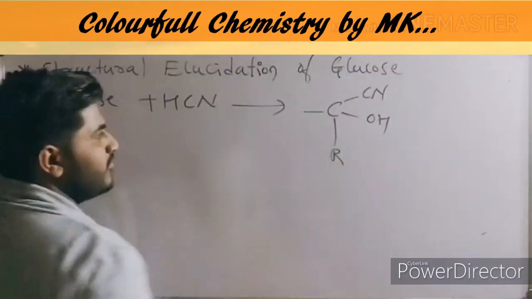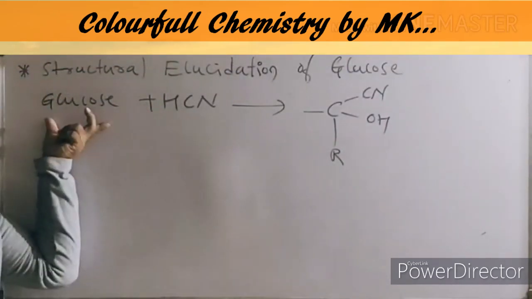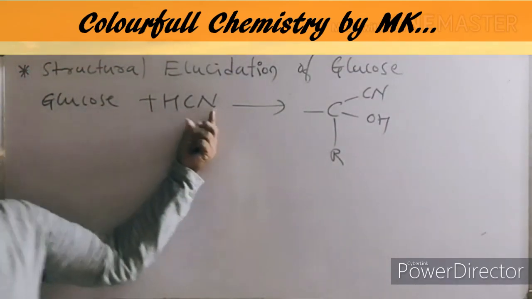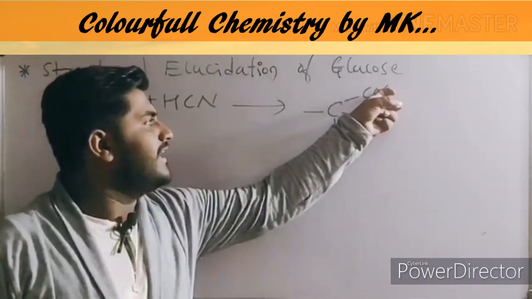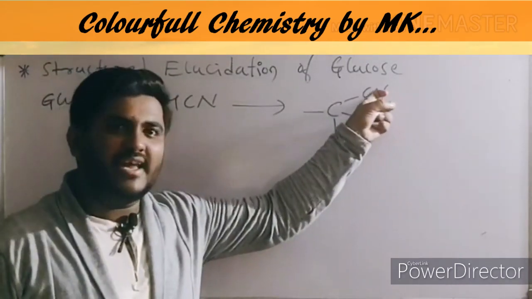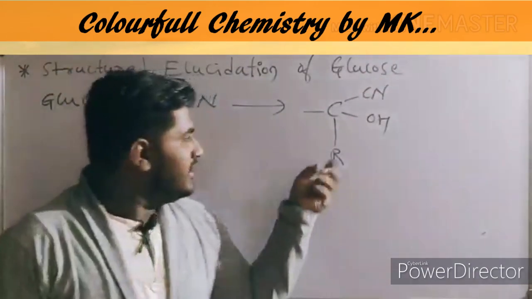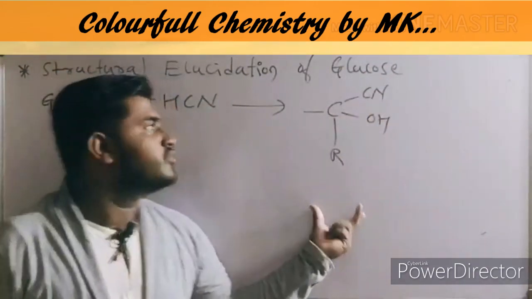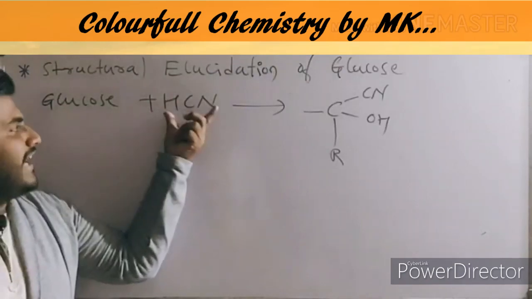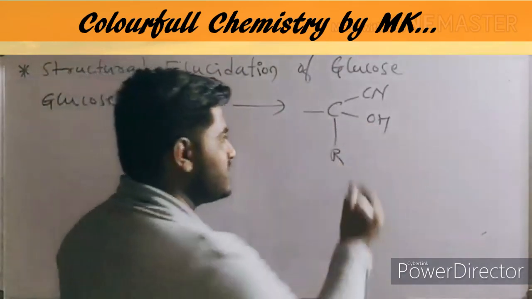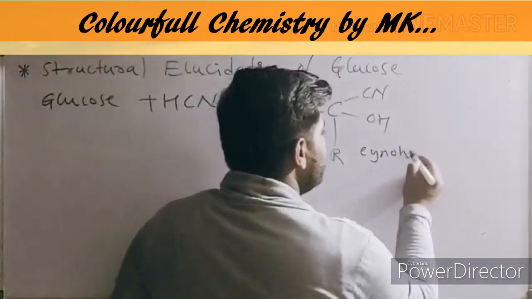This is the remaining part of glucose. So when glucose is taken and hydrogen cyanide is added, we get cyanohydrins. Look here: a cyano group is there, an OH group is there. So therefore this is called cyanohydrin. R is the remaining part of the glucose. So when glucose is added with hydrogen cyanide, we get cyanohydrins.